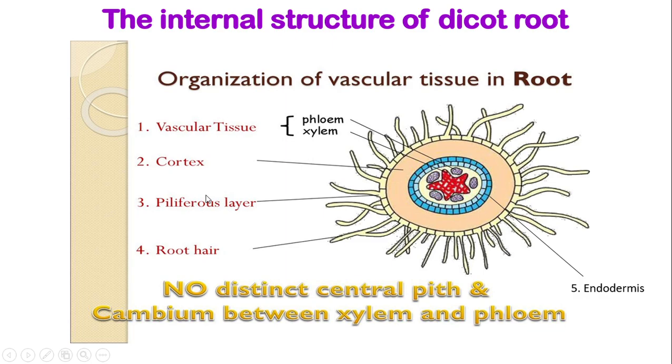This is the internal structure of dicot root. Here, this is vascular tissue where xylem and phloem are not bundled together. The red one is xylem and the green one is phloem. This is cortex. The outer ring is piliferous layer. This is the epidermis and this is root hair. And this ring is endodermis.